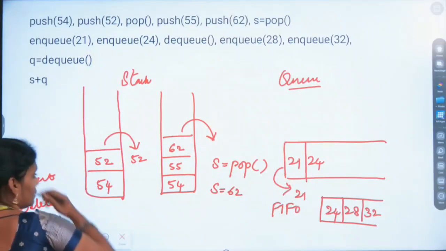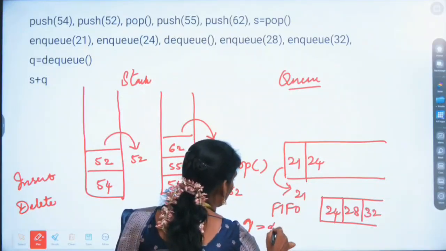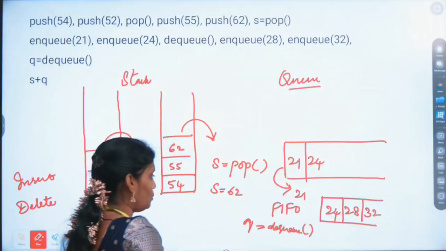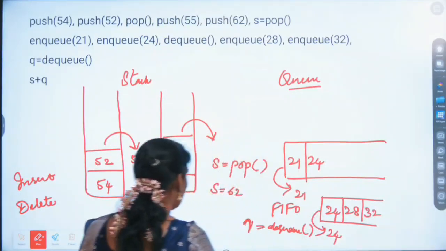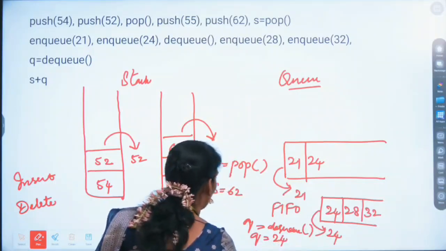Then we have a DQ function, that is Q equal to DQ. DQ means we have to delete an element from the queue. So again this element will get deleted, 24. This will be assigned to the Q variable.